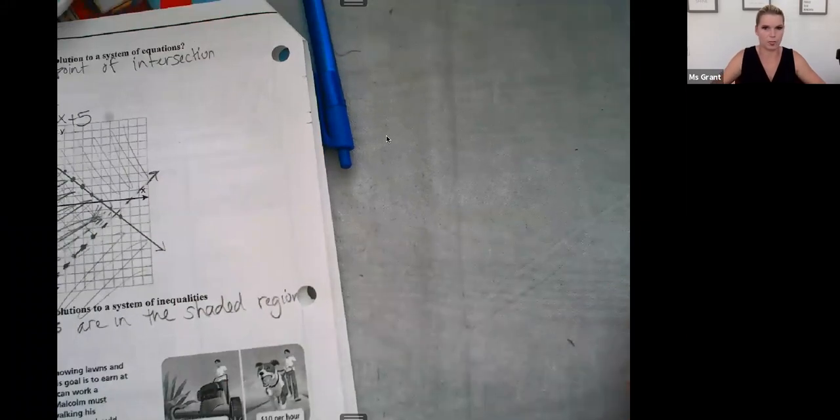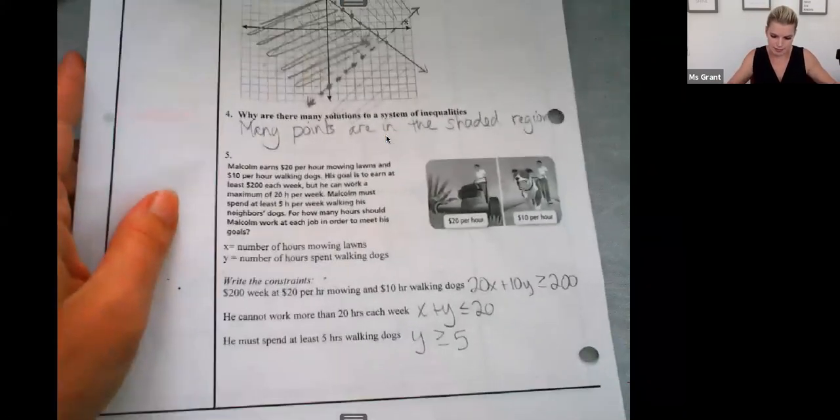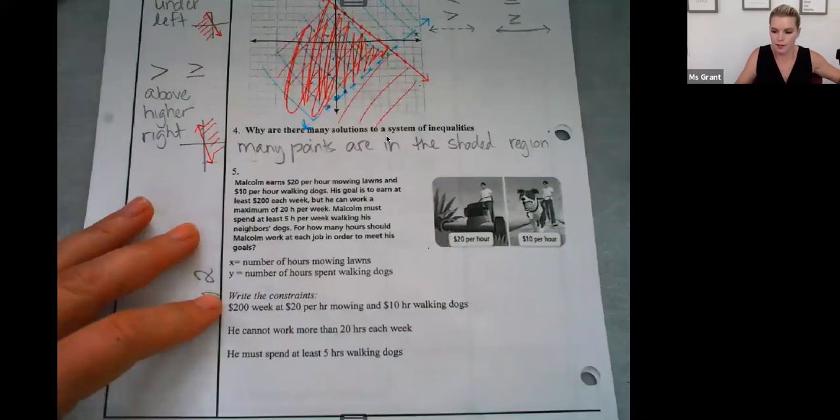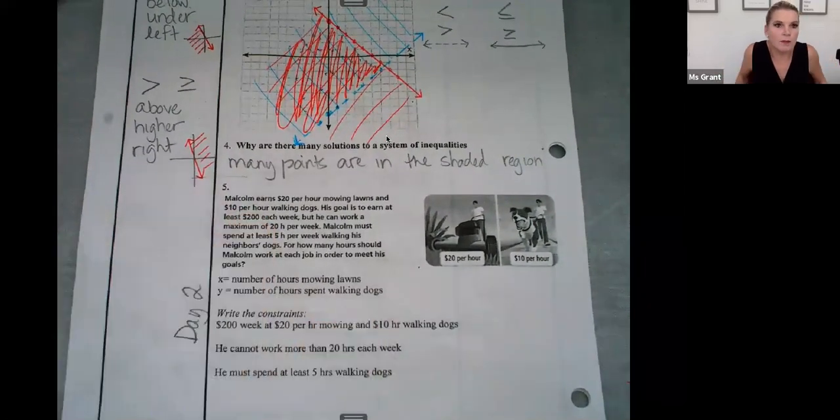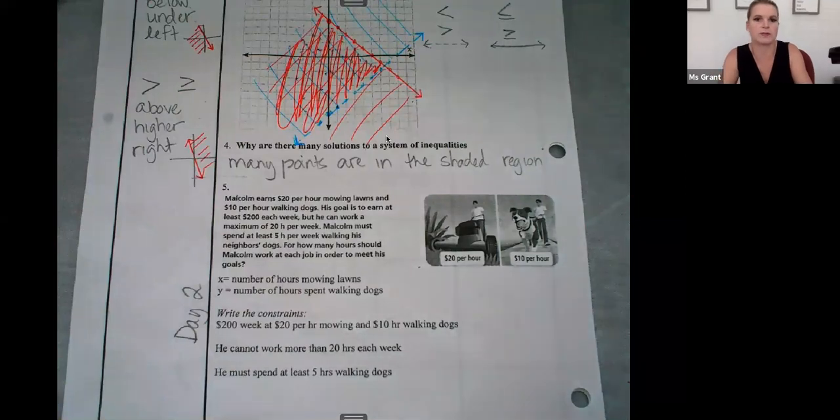Okay. So here is the second half of 1.6. That's the answer key. All right, here we go. So Malcolm earns $20 per hour mowing lawns and $10 per hour walking dogs. So he has two jobs and they all contribute to his money. So we're gonna put these jobs together.